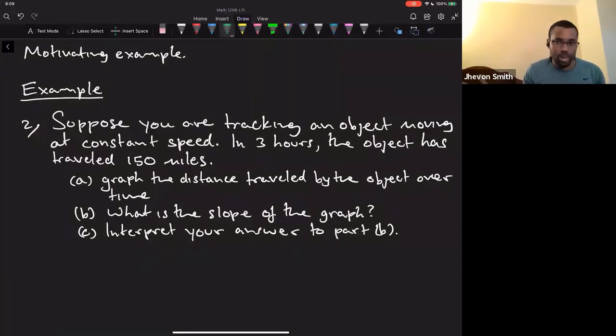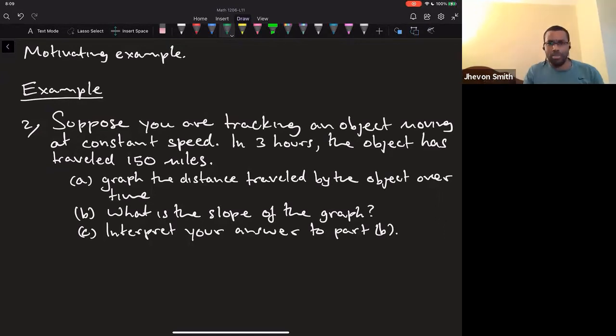So suppose you're tracking an object, right? It's moving at constant speed. You probably don't know what the speed is, so you start taking some measurements. You start timing it with a stopwatch, and you notice that, okay, I've been watching this object for a while. It's been 3 hours, and I noticed that it's really zipping. It's traveled 150 miles in 3 hours, right? So now I'm going to lead the witness suggestively into what we can actually gain from that information.